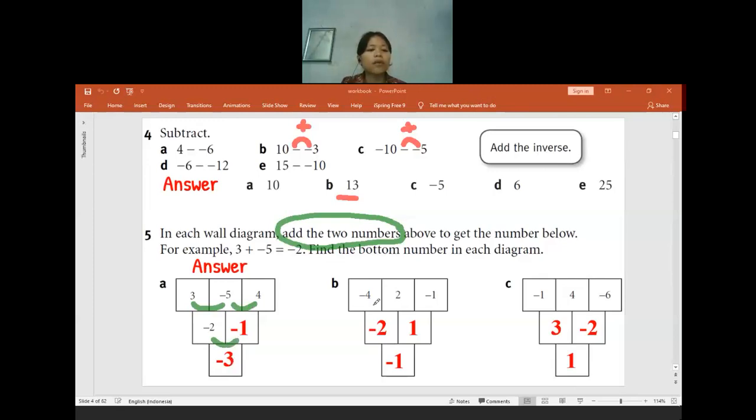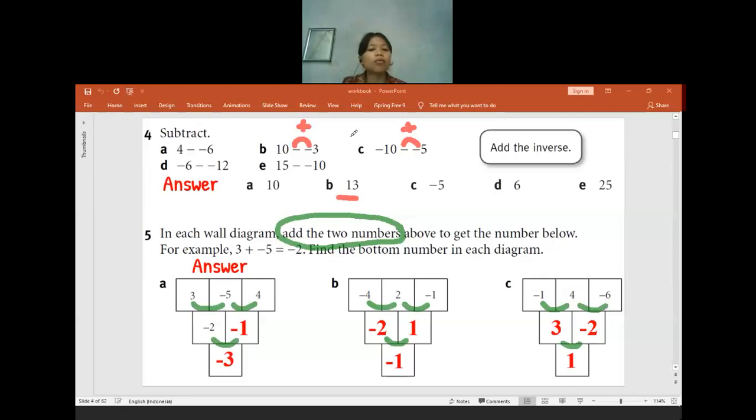Do the same thing for another diagram. Negative 4 plus 2 equals negative 2. 2 plus negative 1 equals 1. Then negative 2 plus 1 equals negative 1. For the last diagram, also the same thing. Negative 1 plus 4 equals 3. 4 plus negative 6 equals negative 2. 3 plus negative 2 equals 1.